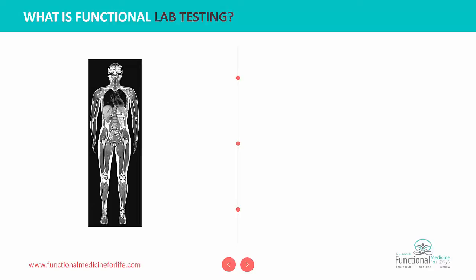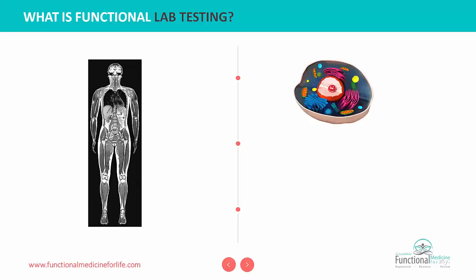Functional lab testing, on the other hand, instead of looking for gross anatomical changes such as with an MRI or colonoscopy or a study of that nature, looks for changes on the cellular level. The cells are what drive our physiology. The cells are where every basic function in our body takes place. In order for our cells to be healthy, we have to have healthy mitochondria and energy production.